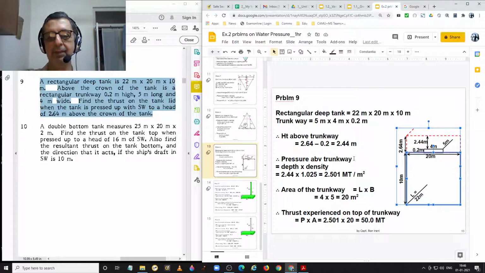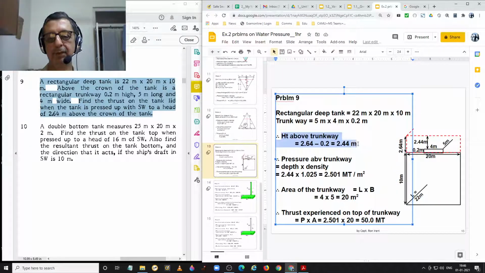So let us see the solution of the problem. Height above the trunkway is equal to 2.64 minus 0.2, which is equal to 2.44 meters. Pressure above the trunkway equals depth into density, that is 2.44 into 1.025, equal to 2.501 metric tons per square meter.